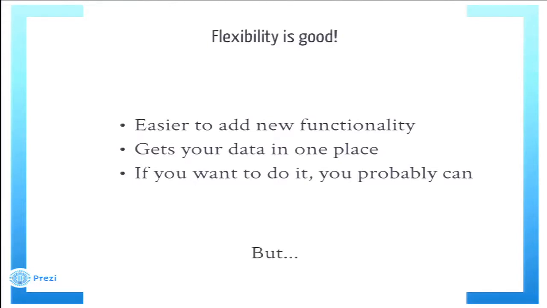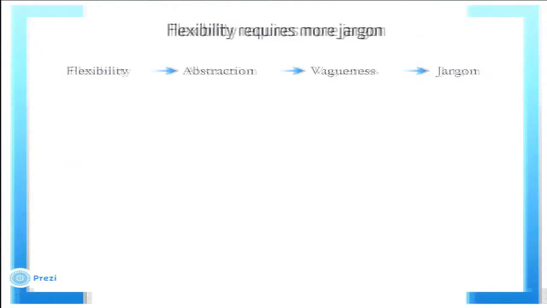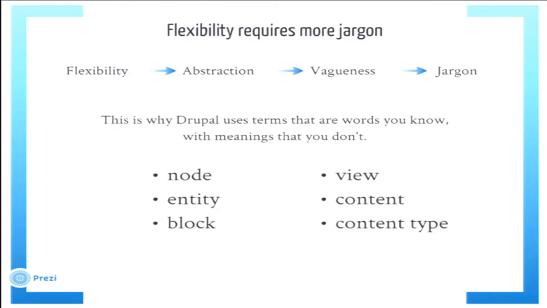Flexibility is good, but flexibility requires more jargon. It basically works in this sequence up here. Flexibility means we have to have a lot of abstraction because of those use cases. I can't just say it's going to be a product, because I don't know what it's going to be. Maybe I'm going to do something for this auditorium, and a chair isn't a product. A chair is a chair. So we have to abstract things out, which leads to vagueness, which leads to jargon. This is why Drupal uses terms that are words you know with meanings you don't.